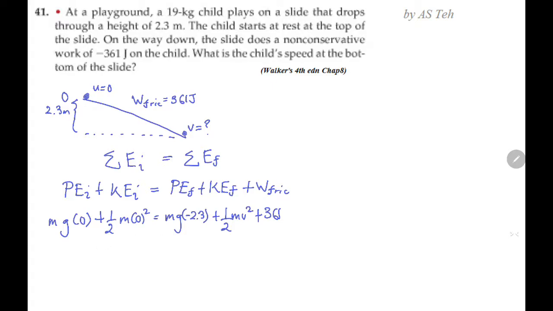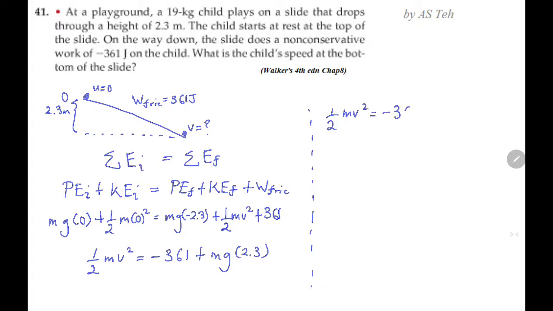So if I were to rearrange the formula, I have half mv squared. I bring the 361 over, which gives me negative 361 plus mg times 2.3. So what happens is I have half mv squared equals negative 361 plus 19 times 9.81 times 2.3.